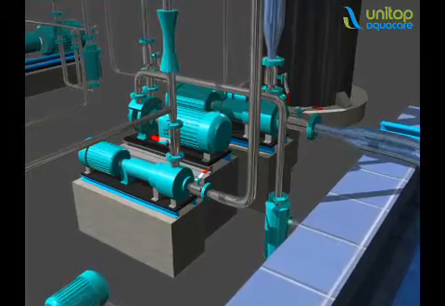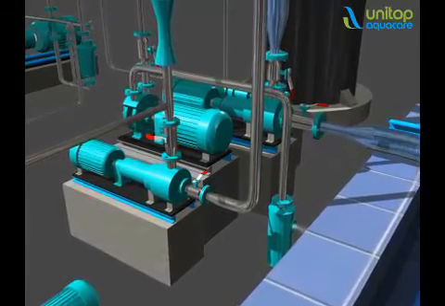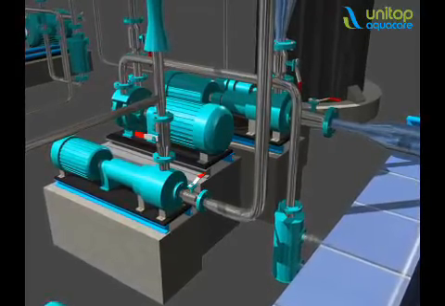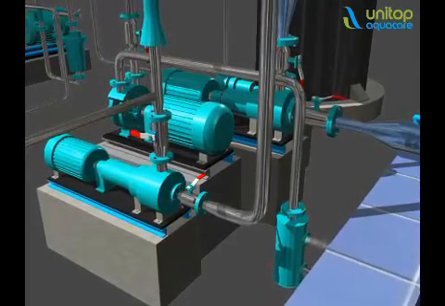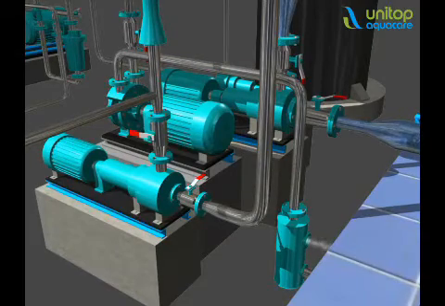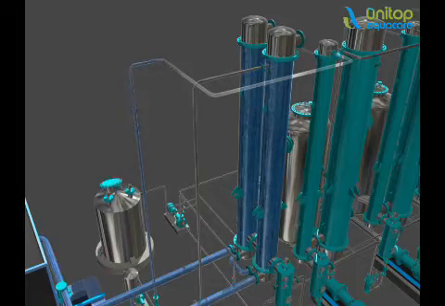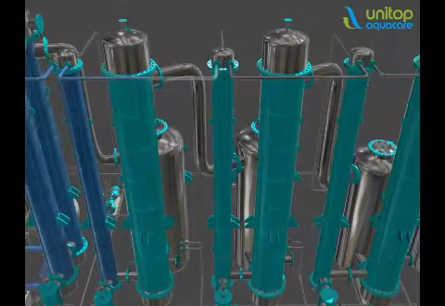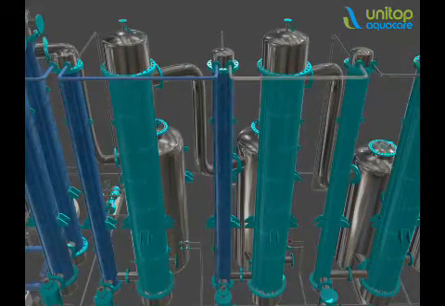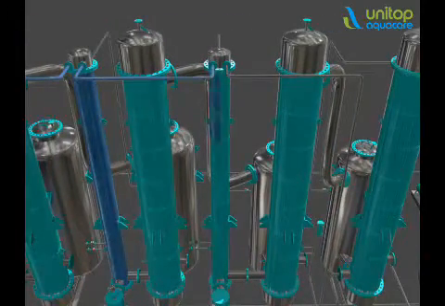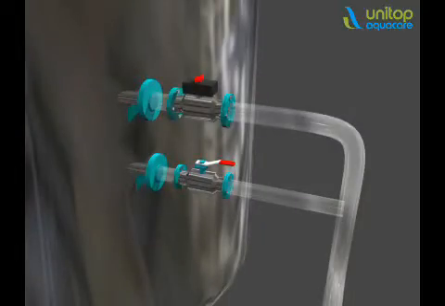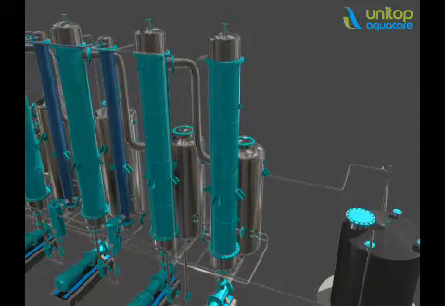Process description for multi-effect evaporator. Start the adiabatic evaporator and apply the vacuum in the system by the water ring pump. Then start the feed pump. The feed flows through a series of preheaters. The preheated feed is taken to the first effect.